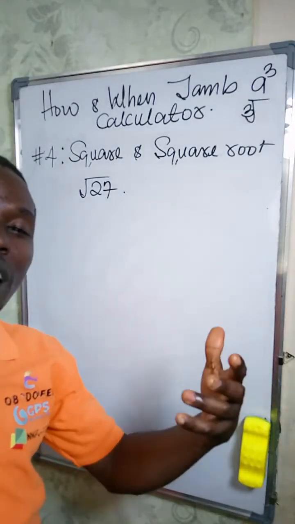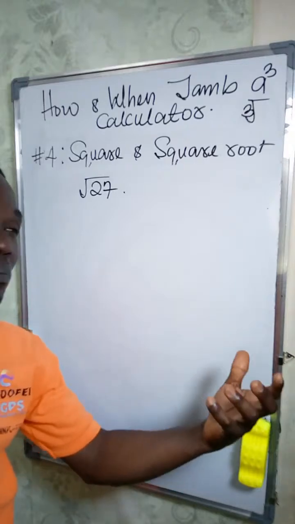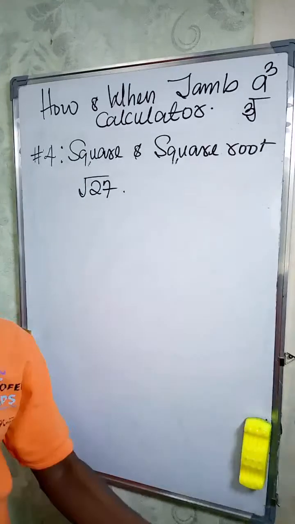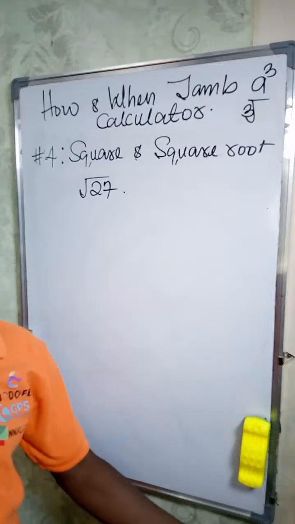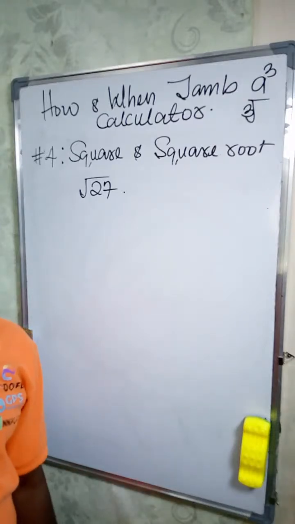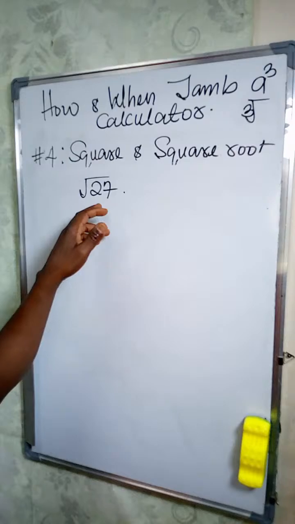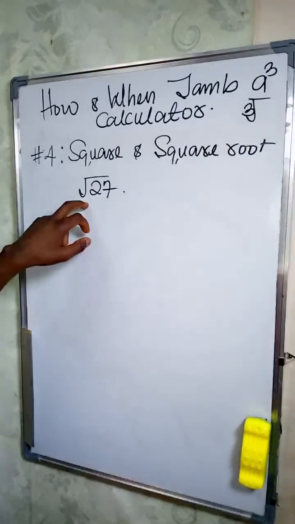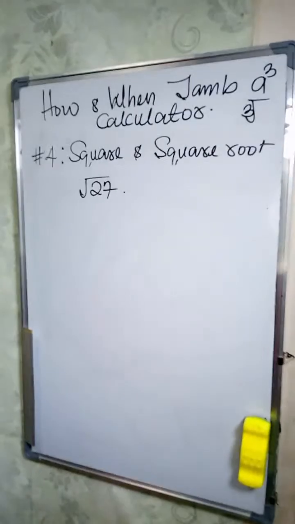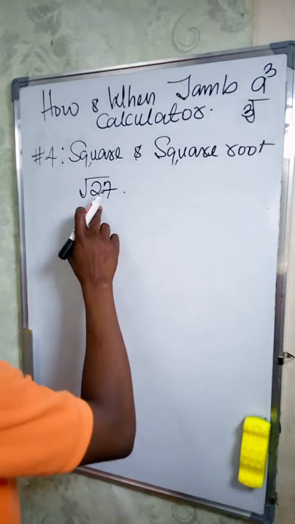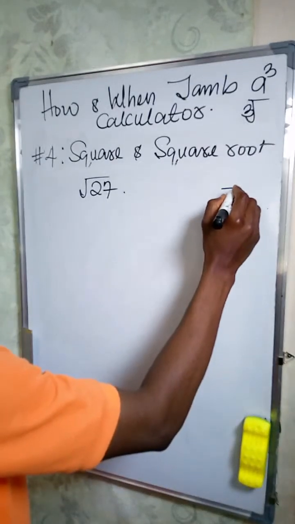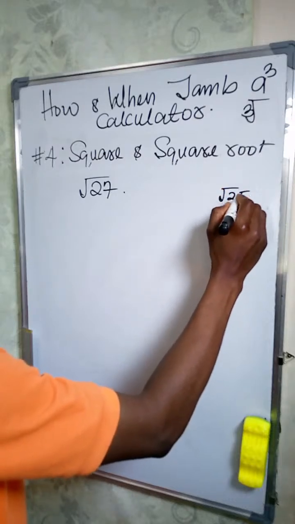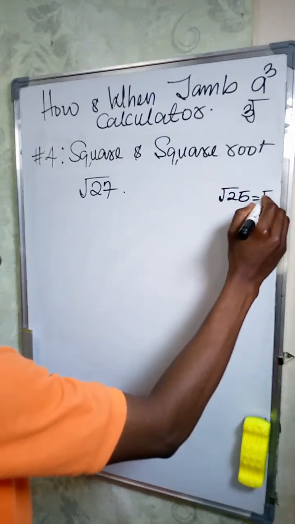Remember the market woman calculator wey dem go give you for JAMB, you no go fit use am find square root. So how you go take find square root of 27? Definitely this one no be perfect square root. So this one na number wey no be perfect square root. So how you fit take get am? Remember say the only number wey dey close to square root of 27 na square root of 25, and square root of 25 na 5.